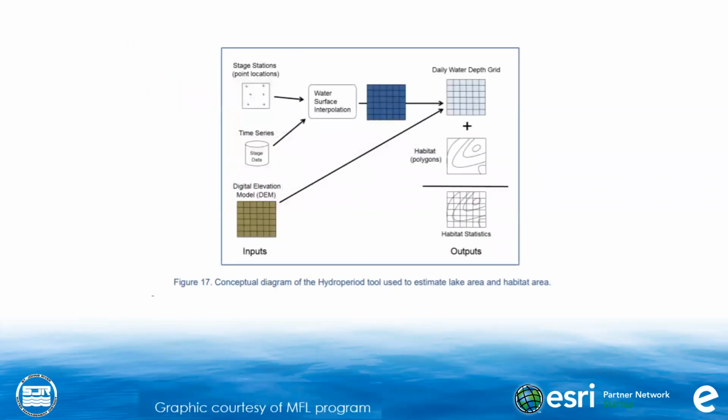So this is a conceptual diagram of the Hydroperiod tool from start to finish, from the inputs to the outputs. The tool was developed with South Florida Water Management District to work with Esri's ArcMap, and it functions primarily with a raster grid-based representation of a specific environment. It is an iterative process where elevation values from a topographic digital elevation model are subtracted from an interpolated water surface elevation on a grid, cell by grid cell basis. And it produces a new raster surface containing elevation or depth of water for each grid cell, producing habitat statistics.